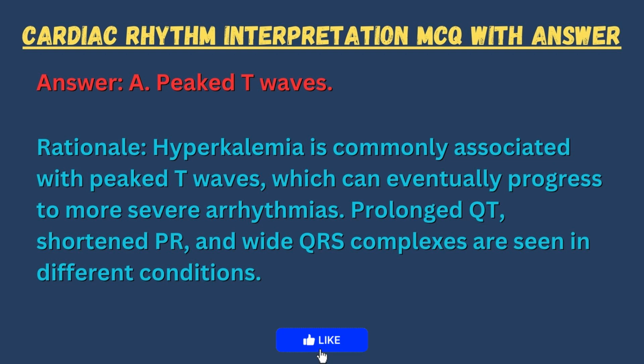Answer: A. Peaked T waves. Rationale: hyperkalemia is commonly associated with peaked T waves, which can eventually progress to more severe arrhythmias. Prolonged QT, shortened PR, and wide QRS complexes are seen in different conditions.